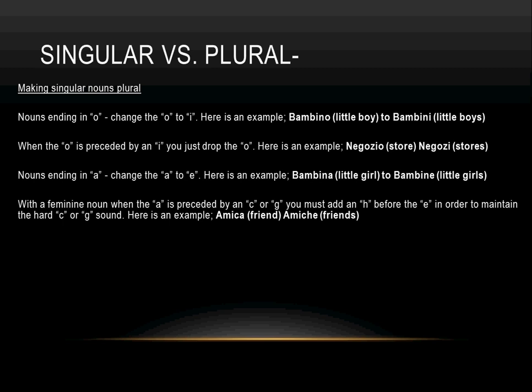Now, the rule simply states that if a feminine noun has a C or G before the A on the end, that C or G is hard, as in amica, because it's followed by an A. You need to maintain that hard sound when you take it into the plural. In order to do that, simply add the H after the C or G. Now, this only applies to the feminine nouns, not to the masculine nouns. In this case, amico, for instance, would be amici, but amica has to maintain that sound, so it becomes amiche.